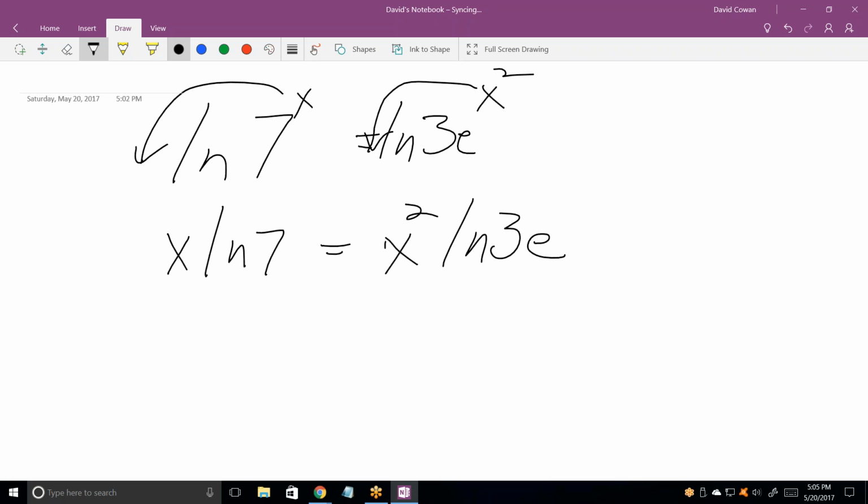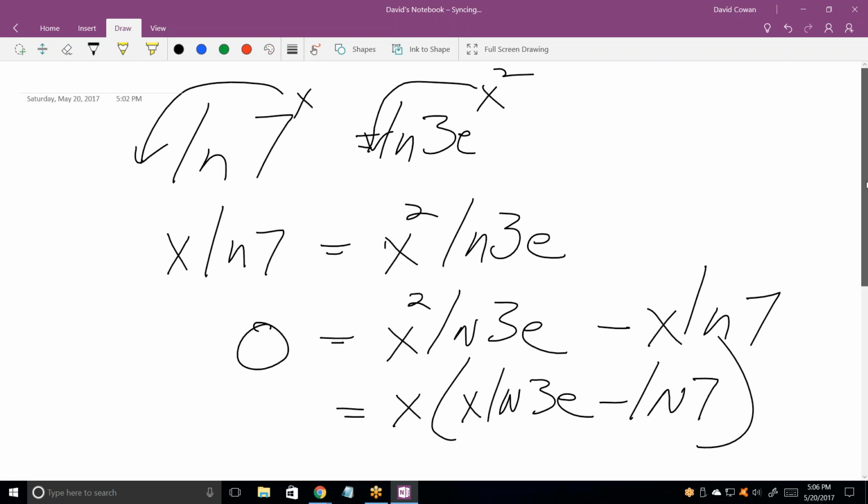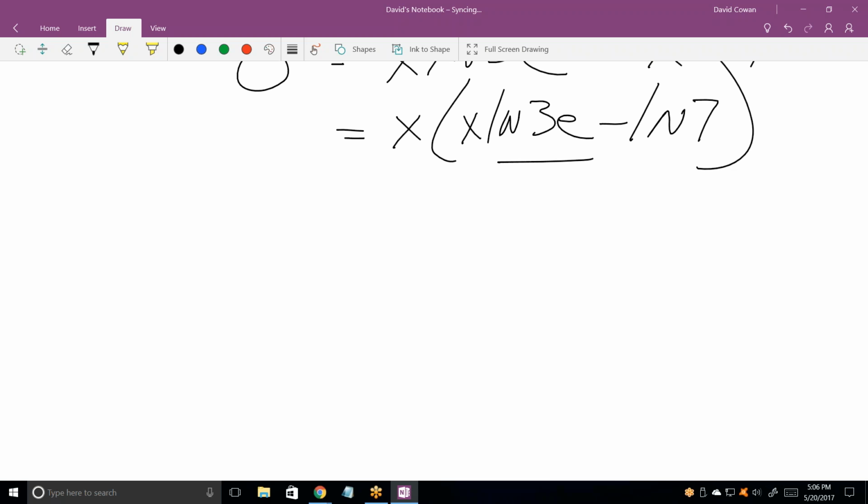Now, which means what we really want to do is subtract the left side from the right. And now factor out an x so that you have this. And the really important thing to remember when you're dealing with logs, they're just numbers. That's a number. 3 is a number, e is a number. And that's a number. So in order for that to be equal to 0, what has to be true?